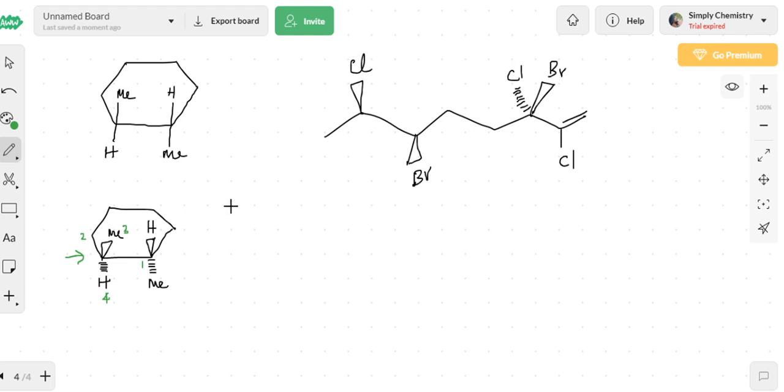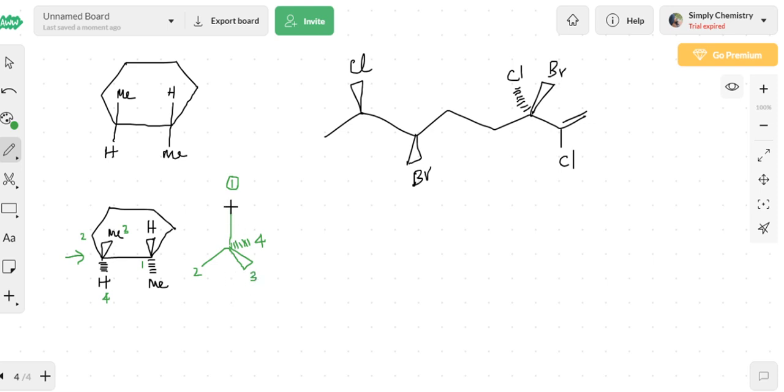So I'm going to draw it. As usual, 1 is going to go at the top and 4 is already behind. You could see that the methyl group is onto your right side, and number 2 is onto your left side.